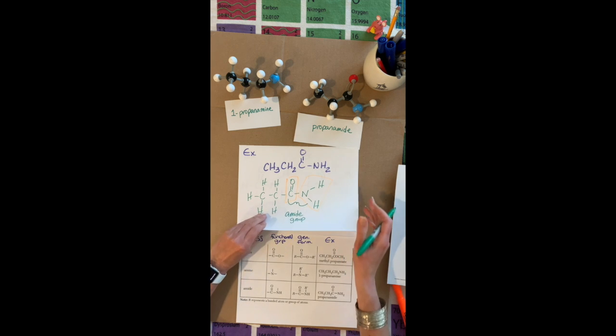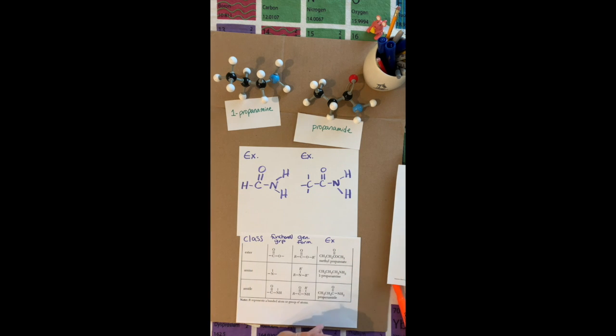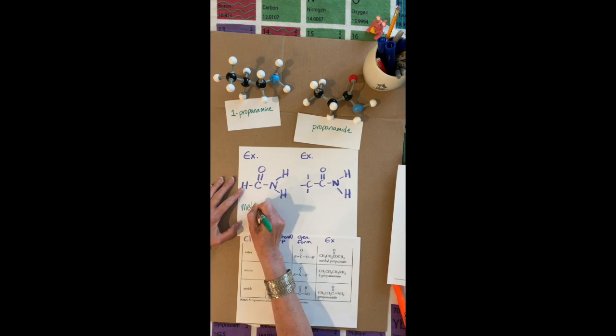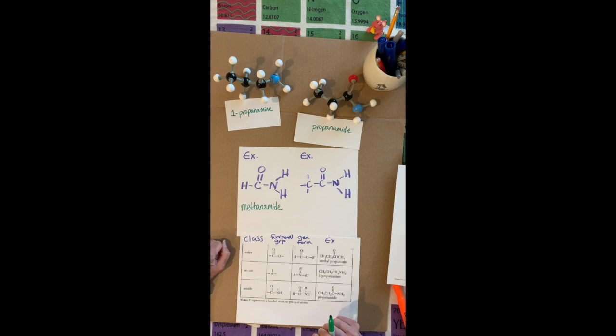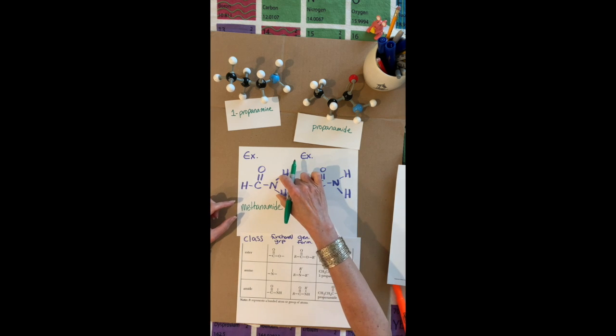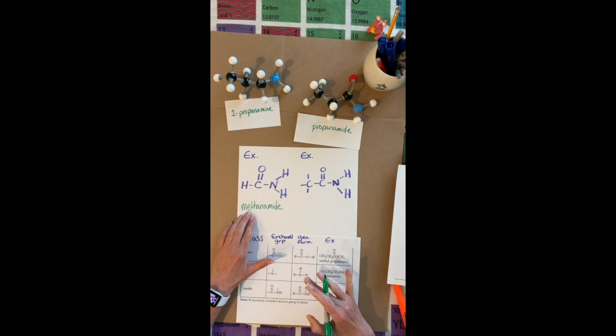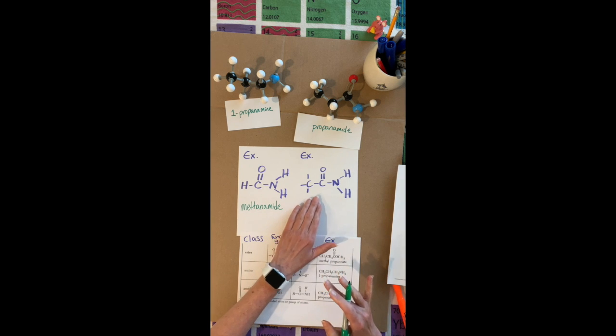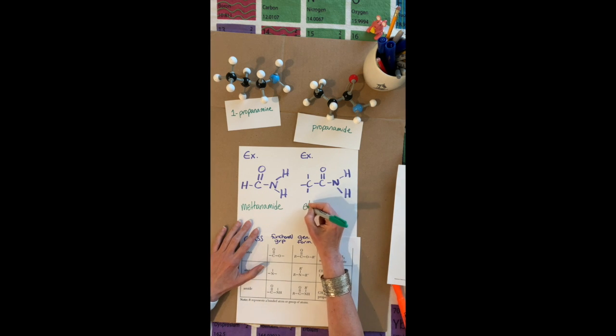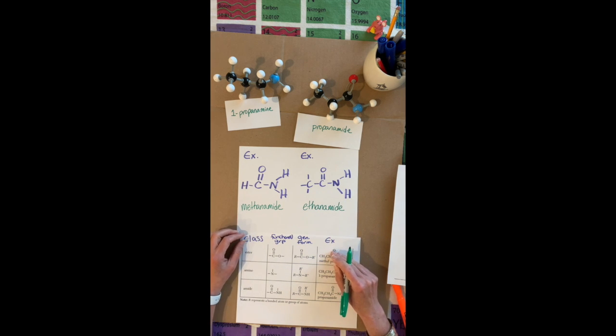And that is one example. I'll give you 2 more very basic examples of amides. You'll notice we only have 1 carbon in this, so it is methanamide. Carbonyl group, amino group, amide group with 1 carbon. The 2 carbon, you're right, ethanamide would be that example.